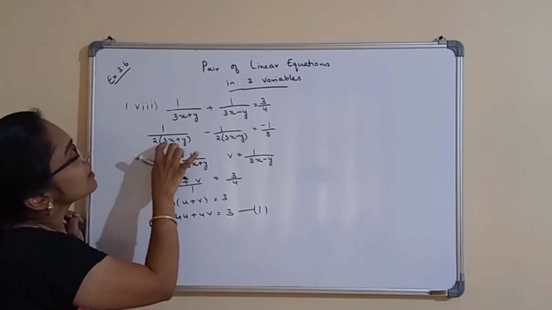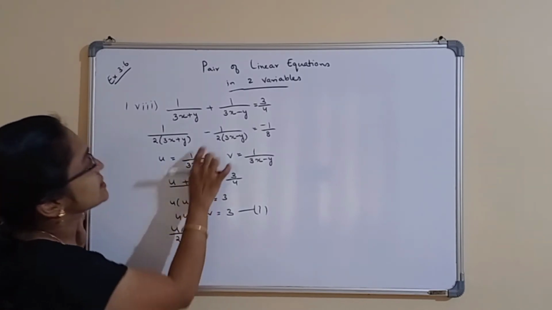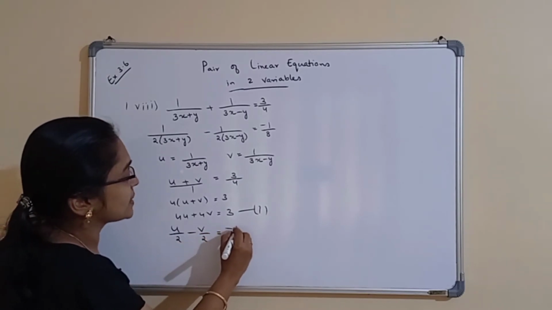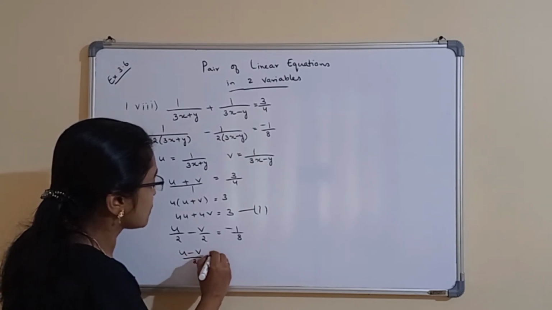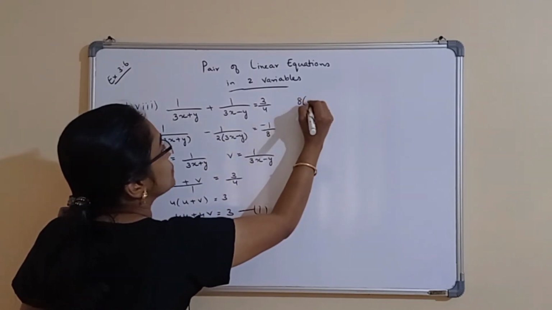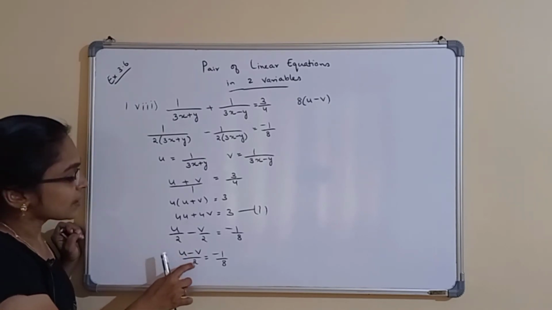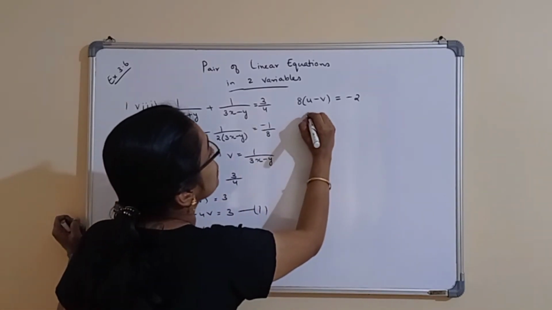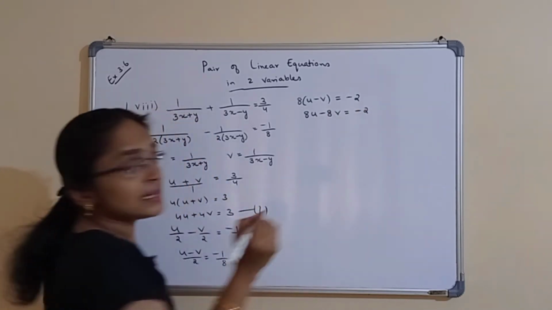Now this is 1 by 3x plus y is u, means u by 2 minus this is v by 2 is equal to minus 1 by 8. u minus v by 2 is equal to minus 1 by 8. Now we can cross multiply this. 8 into u minus v equal to 2 into minus 1, which is minus 2. Right? So 8u minus 8v is equal to minus 2. This is the second equation.